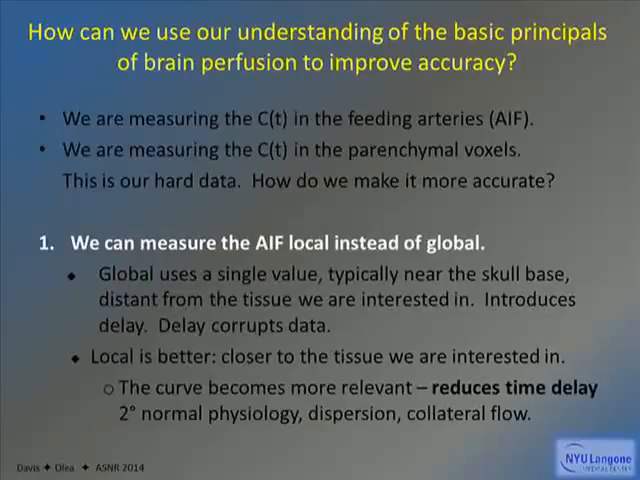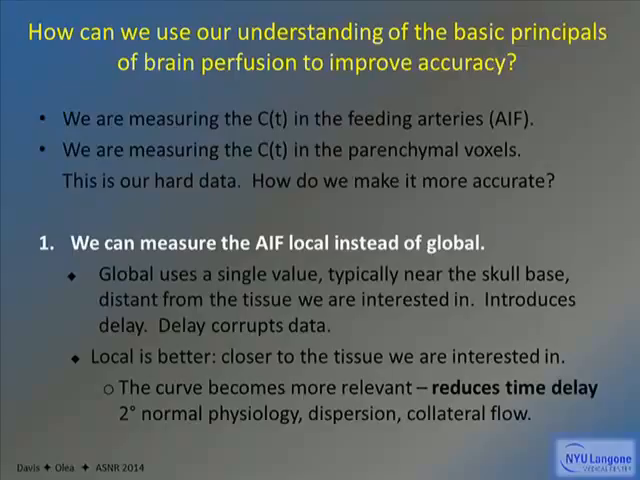So how do we do better? How can we use our understanding of basic principles of brain perfusion to provide a more accurate assessment, when we only have two things? We have the contrast concentration in the arteries, the AIF, and the contrast concentration in the tissue. How do we do better?